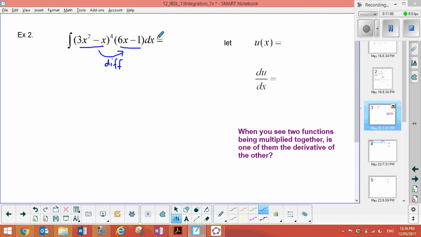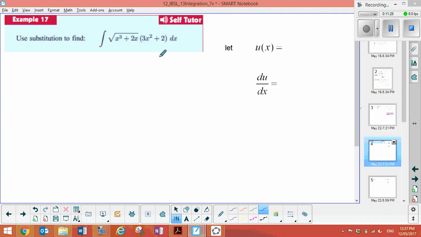So that means our u is 3x squared minus x. Du dx is 6x minus 1. So now you can just substitute in our u, the du dx, and integrate. So when you see two functions being multiplied together, ask yourself, is one of them the derivative of the other?